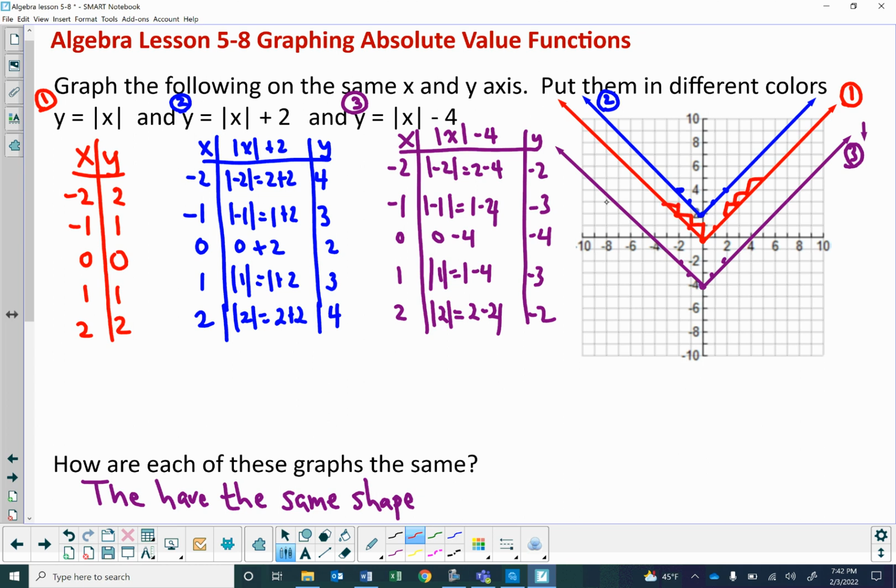So my parent function always looks like a V graph where you're going up 1, right 1, up 1, right 1, up 1, right 1 on the right side, up 1, left 1, up 1, left 1, up 1, left 1 on the left side.